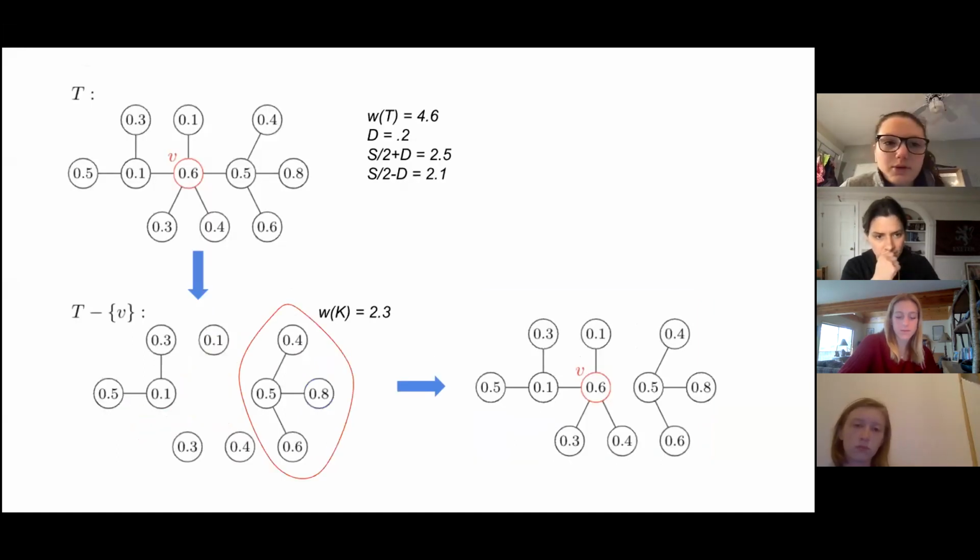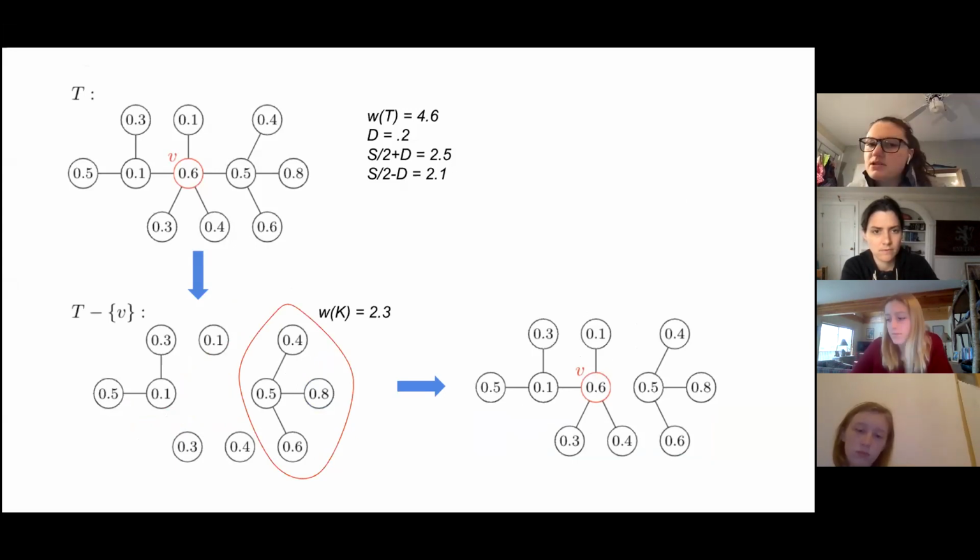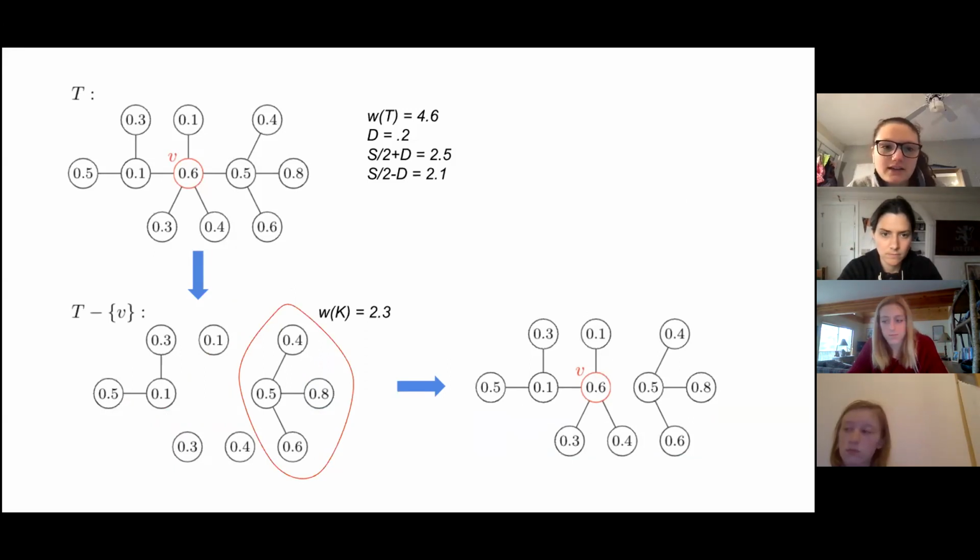And here's an example of a tree where we do have a balance edge and the algorithm finds it pretty quickly. So the total weight of this tree is 4.6, and I've set the deviation to be plus or minus 0.2. And so the maximum that we're willing to accept is 2.5, and the minimum is 2.1. So basically we find the vertex that has maximum degree and maximum weight, which is the vertex V highlighted in red. We remove it and we look at the components.